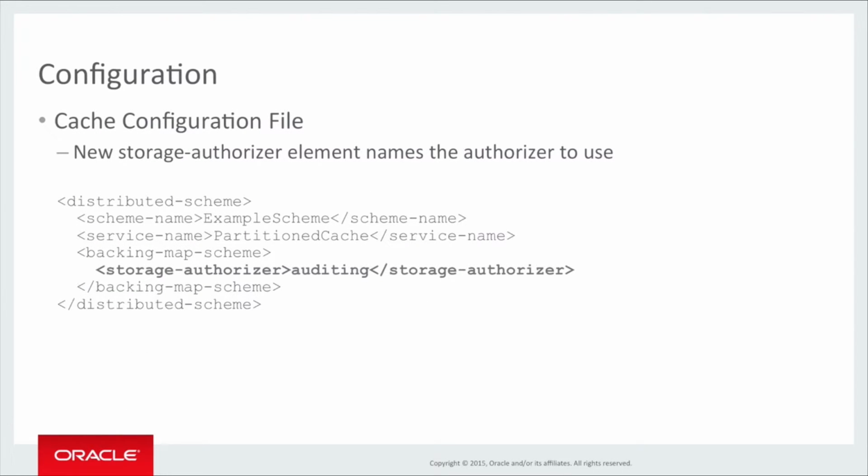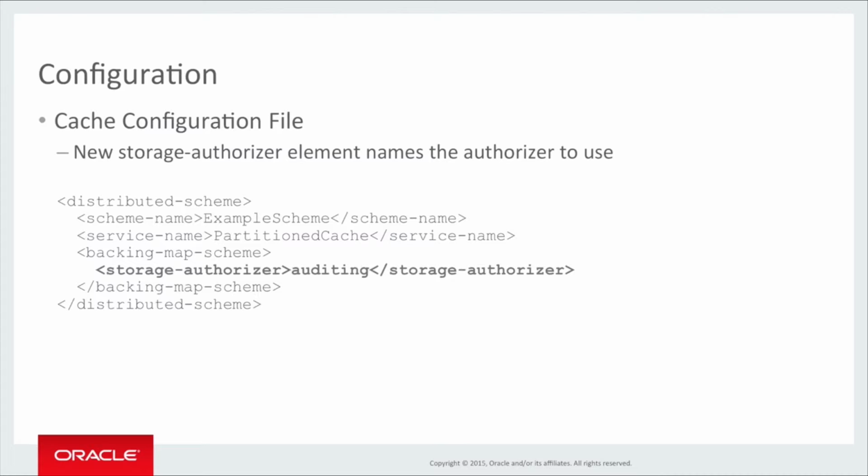In the cache configuration file, a storage authorizer child element has been added to the backing map scheme element. This is only valid within a distributed scheme, so you cannot use a storage authorizer with, say, a replicated cache. The storage authorizer element's value corresponds to the ID of the storage authorizer defined in the operational config that we saw on the previous slide.